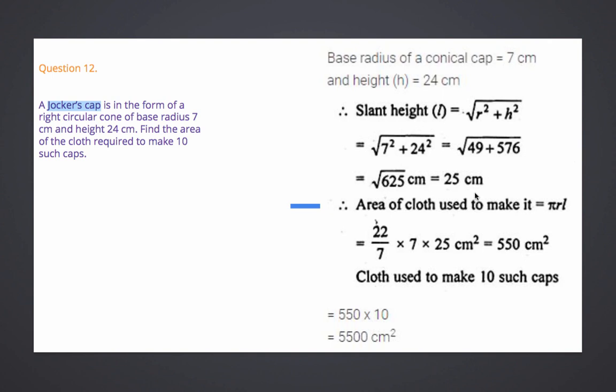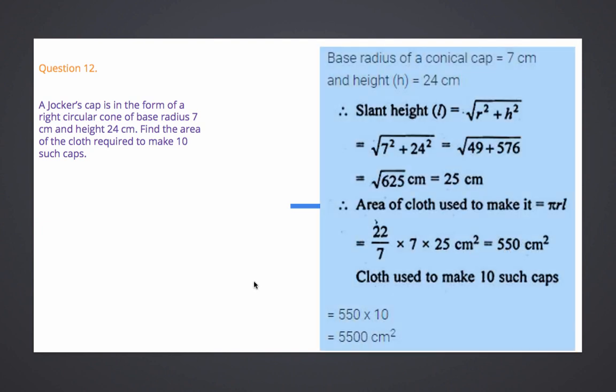So, what do I get as the slant height for the joker's cap? Yes, it comes out 25 centimeter. Clear, students? This part is clear, 25 centimeter. Now the question is asking me the cloth which is used to make 10 such caps. For one cap, what do I want? Pi r L, that is the curved surface area. Pi is 22 upon 7, radius r is 7 and L slant height we have calculated, 25. 7 and 7 cancelled. So, multiply 22 with 25, it comes to 550 centimeters square. So for one joker's cap, this much area is needed, 550 centimeters square.